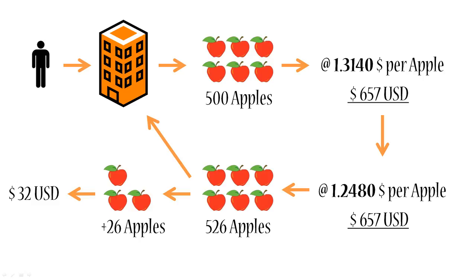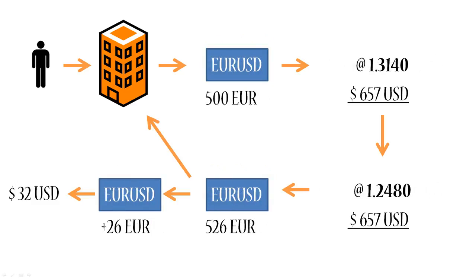Now, if we replace apples with euros as we did previously, you will see that nothing changes. This whole scheme works also for euros just as it did for apples. You go to your broker, you borrow 500 euros, you sell them at 1.3140 for $657. You hold on to your $657 until the price for euros drops. You use those $657 to buy back euros at the new lower price of 1.2480. You get 526 euros in return. You return 500 euros to your broker. Your profit is 26 euros. Because your account is in US dollars, you convert your euros back into US dollars and you have 32 US dollars of profit. So that's in a nutshell how short selling works.